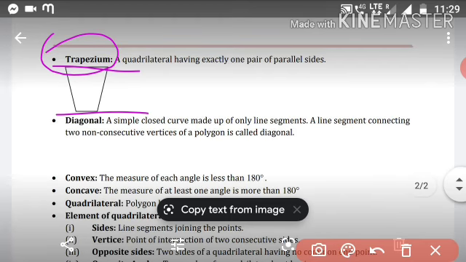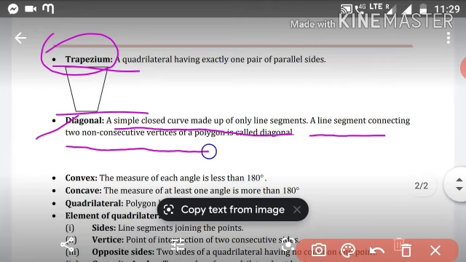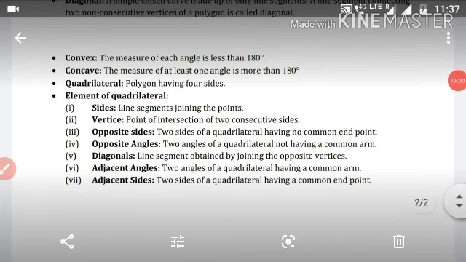Now diagonal. So what is the diagonal? A simple closed curve made up of only line segments. Okay, a simple closed curve made up of only line segments. A line segment connecting two non-consecutive vertices of a polygon is called a diagonal. Okay, so these are the definitions. You have to remember all the definitions. You have to study all the definitions very carefully. Now, convex.